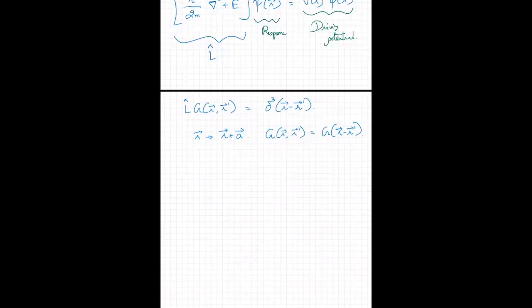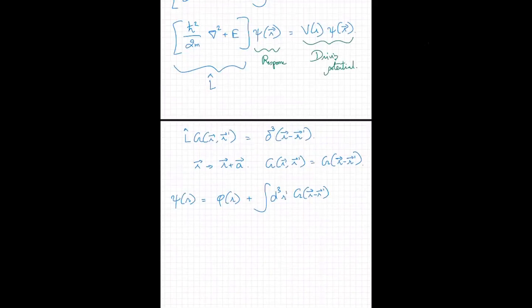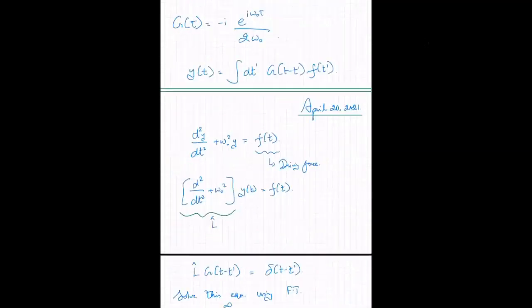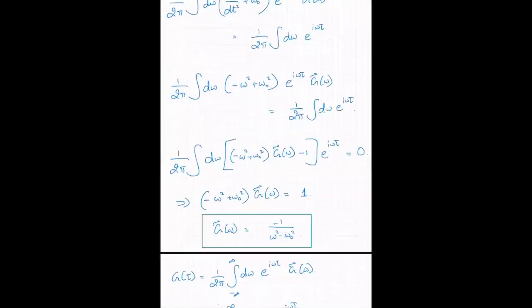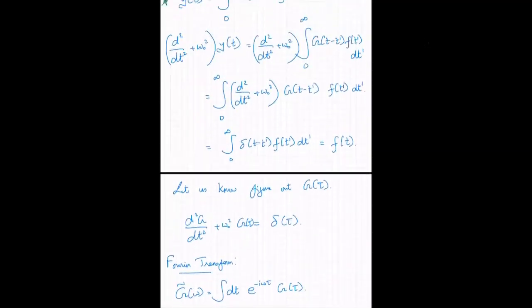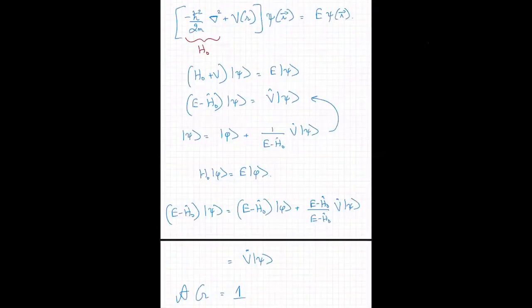So if I want to write down the solution, psi of r would be phi of r plus, I'll tell you what this phi of r is in a second, integral d cubed r prime G of r minus r prime, whatever the Green's function is, times the driving potential, which is V of r prime psi of r prime. Okay. Now, what is this phi of r? So remember that in the initial discussion 2 days ago, when I introduced this phi of r. I'm sure I did it somewhere. So this is the phi vector here. What is the phi vector here?